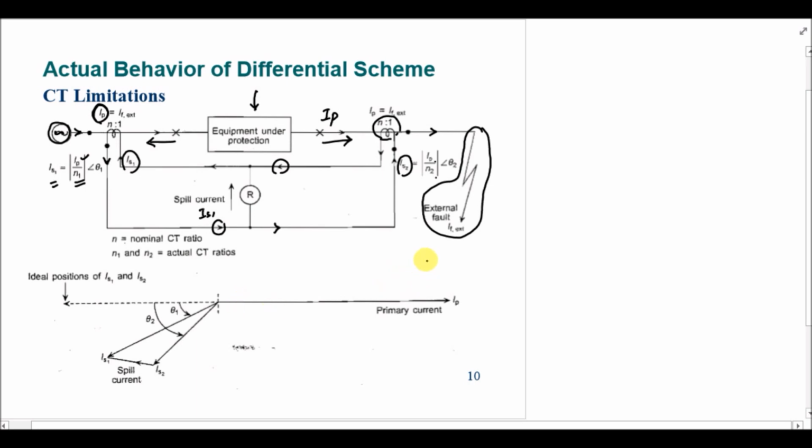So that is represented in this phasor diagram. IP, the primary current, is in this direction, and the secondary current is in this direction, that is 180 degrees out of phase. That should be the scenario when we are not considering the magnetization branch of the CT.